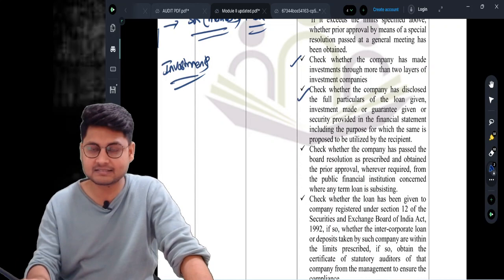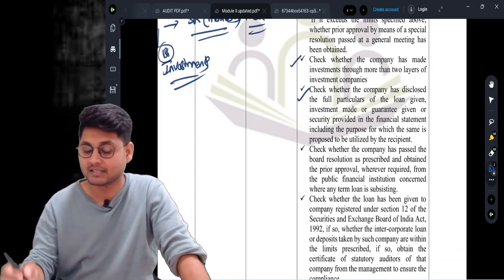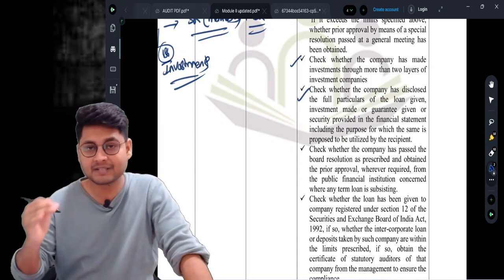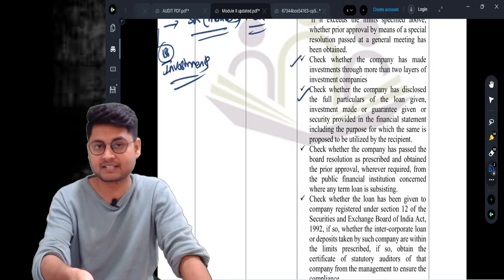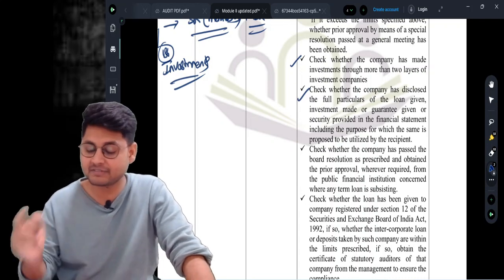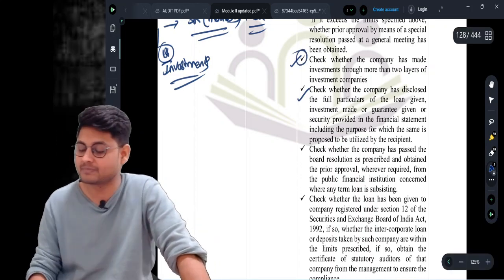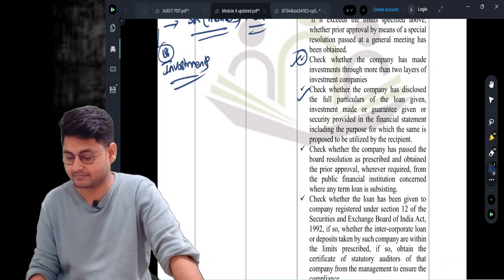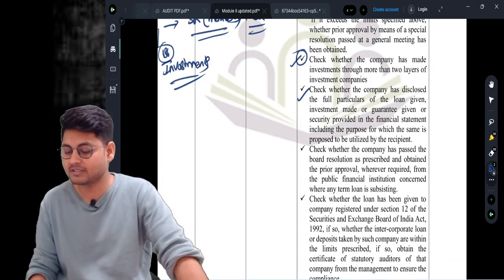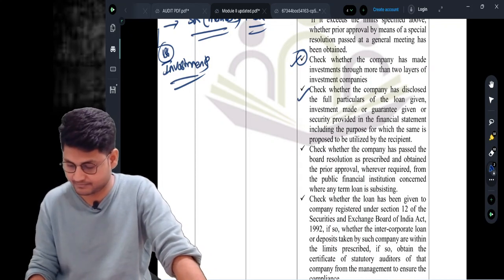Now in this section number 186, we are again going to discuss that. The auditor is required to verify whether the investments made by the company are beyond 2 layers of subsidiaries, because it is a prohibition that we need to identify and report. Check whether the company has made investment through more than 2 layers of investment companies.